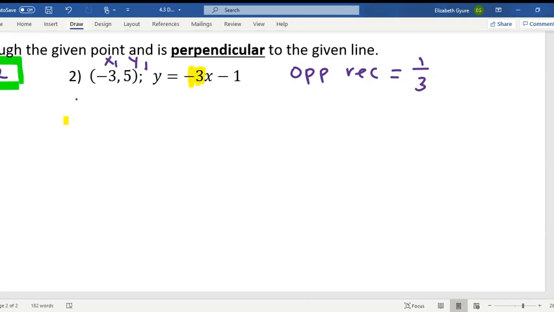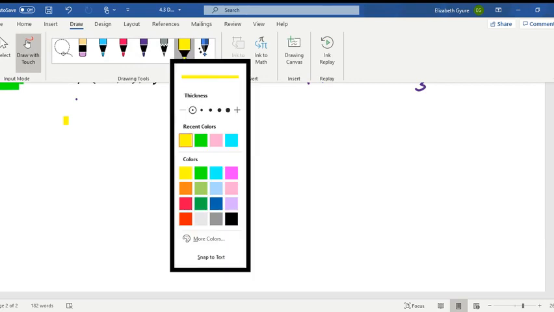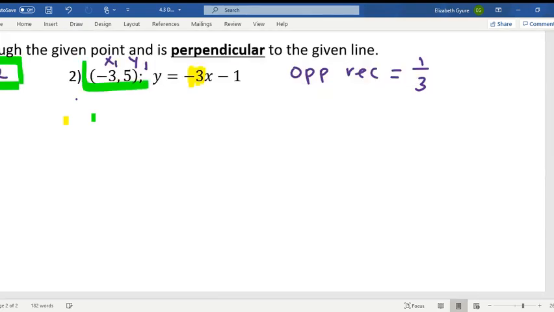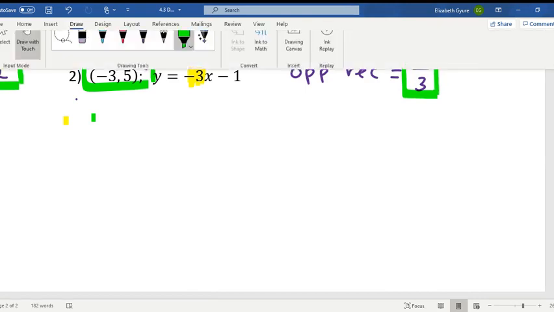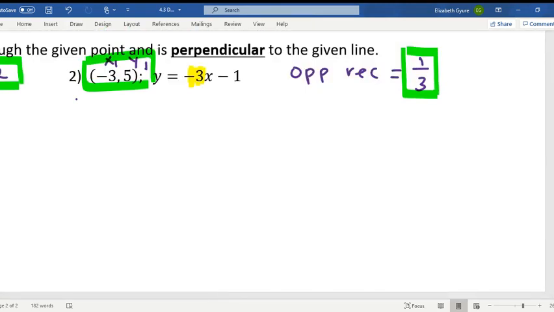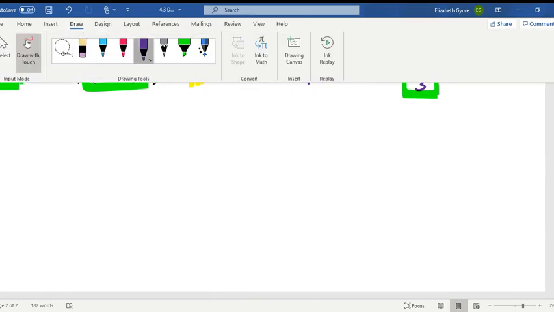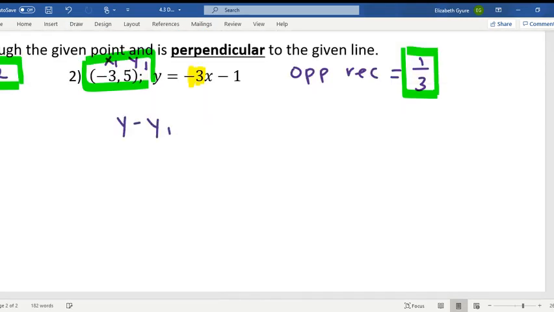All right, so now we are going to take our point and our slope and plug it into point slope. So remember, that's y minus y1 equals m times x minus x1. All right, so Hannah, help me plug in my information here. How should I start this?